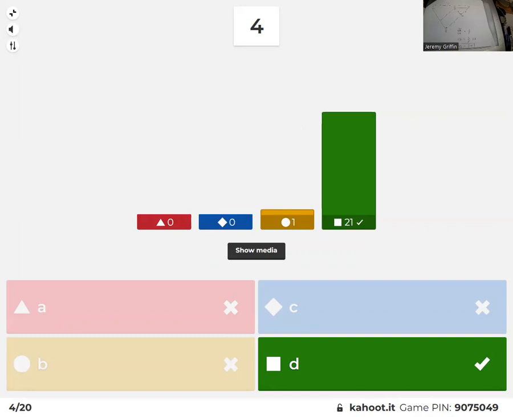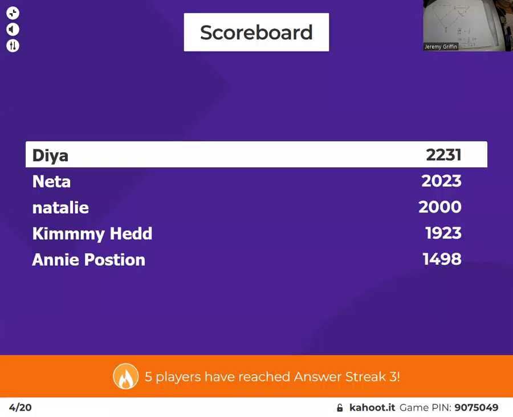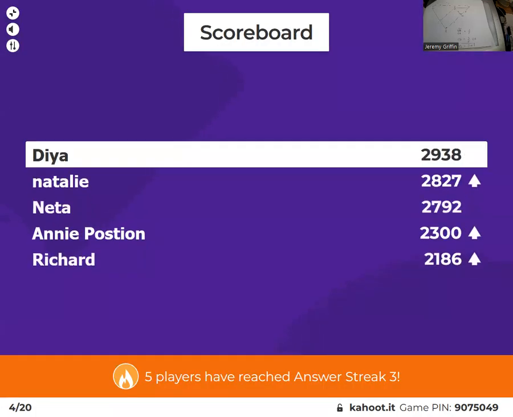It's like, you like bananas. All right, so I think you guys get on that one, right? Look at Dia holding on to a slim lead.